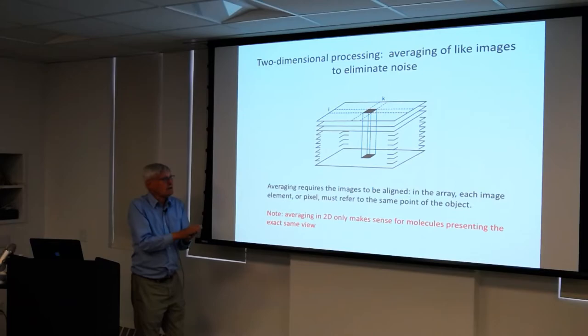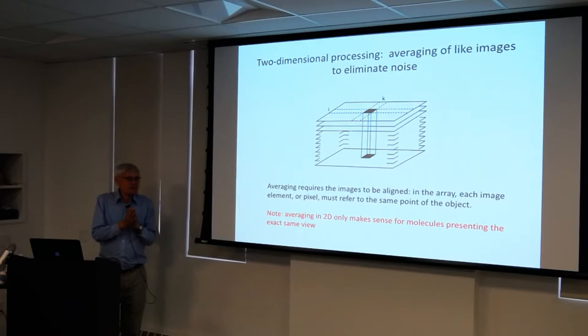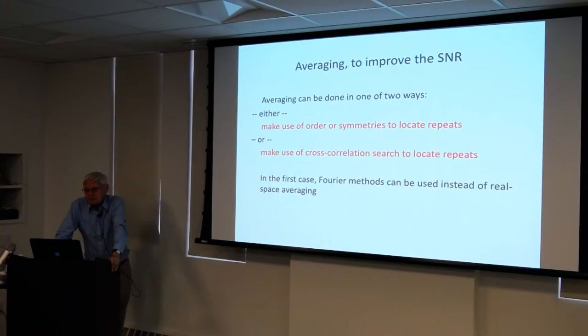Okay, that's very clear. You cannot simply average the molecules as they come in the random orientations and shifts, because otherwise when you average you get a complete blur. So averaging is necessary to improve the signal-to-noise ratio. And the averaging can be done in one of two ways. Make use of order or symmetries to locate the repeats, or make use of cross-correlation search to locate the repeats. Okay.